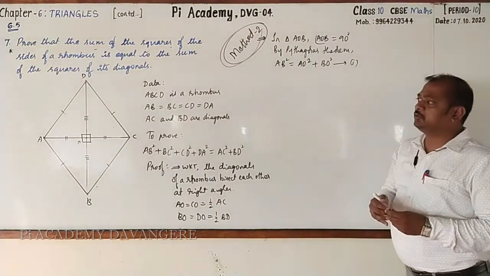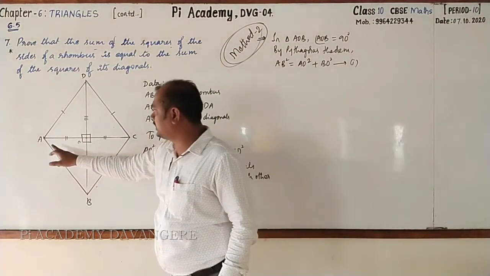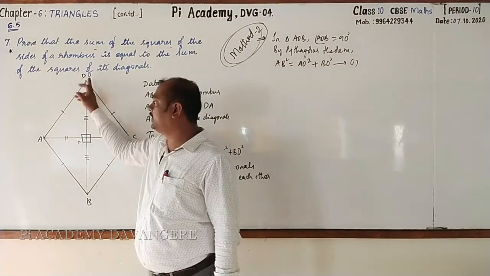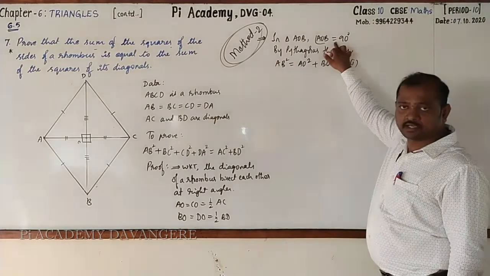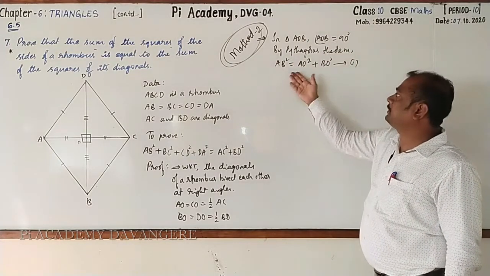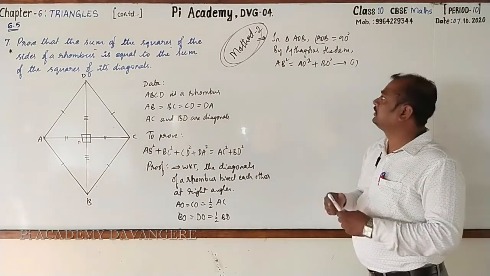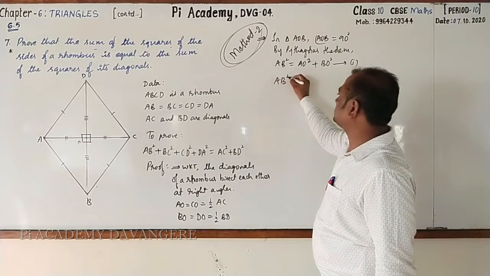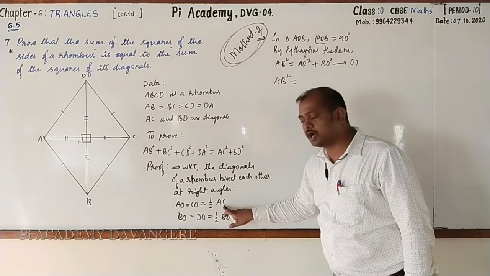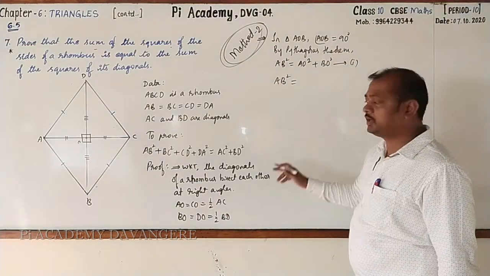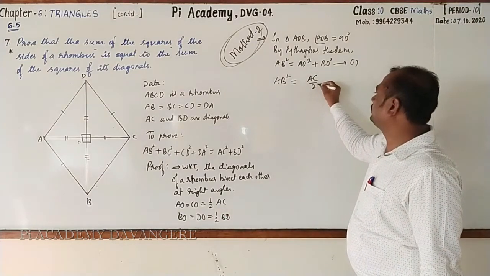In triangle AOB, any of the 4 triangles can be taken. Either AOB, BOC, COD or triangle AOD. I have taken triangle AOB. In that, angle AOB is 90 degree. By using Pythagoras theorem, you can write this statement. Write AB square as it is, which is equal to AO. What is AO? It is half of AC. Right? AC by 2 whole square.